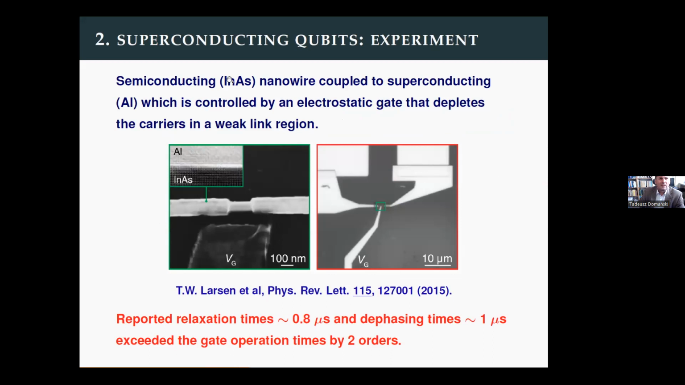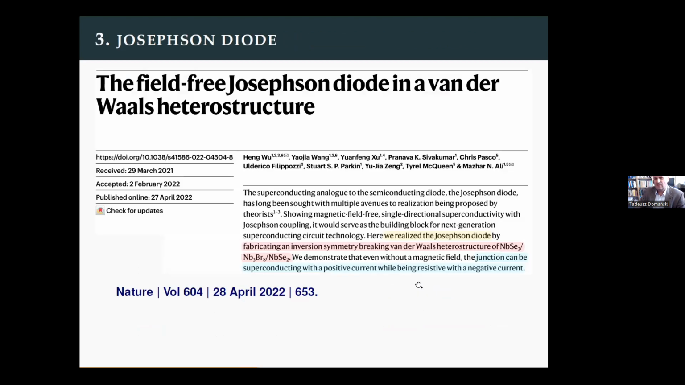So yeah, if I remember, this group from Nordita from Copenhagen used an indium arsenide nanowire, and the superconducting electrodes were made of aluminum. So in an electrostatic way, they were able to realize quantum bits, and experimentally estimated that the relaxation time and the dephasing were on the level of microseconds, which was fairly satisfactory. There are more recent realizations of quantum bits. I don't want to discuss such details.